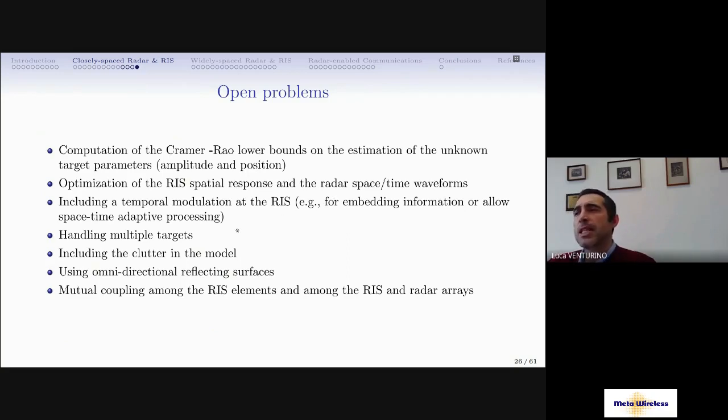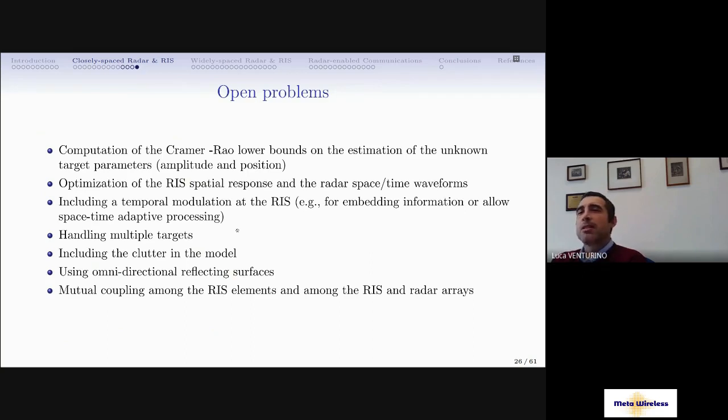Also, in the initial studies, basically the focus was on the optimization of the RIS spatial response. But in principle, we can also optimize the radar waveforms. So far, we are assuming orthogonal waveforms at the transmit side. What if we could optimize also the radar waveform? So we have a joint optimization involving both the RIS spatial response and the waveforms radiated by the radar transmitter.